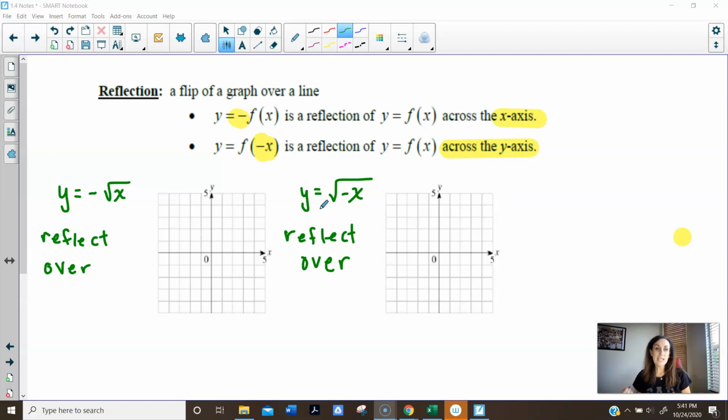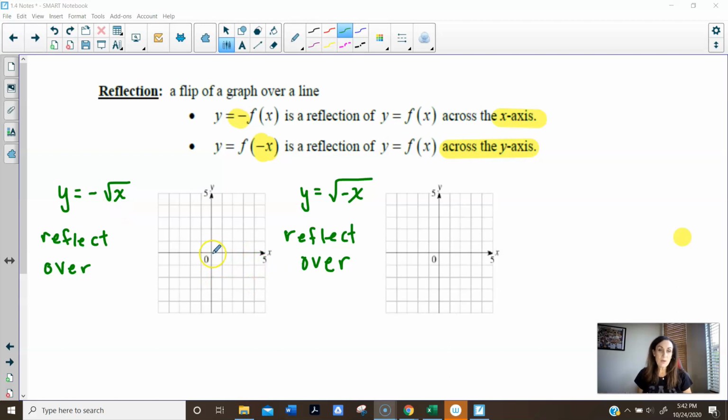So reflection is a flip of the graph over one of the axes. If there's a negative out in front of the function, we're going to reflect over the x-axis. If there's a negative inside of the function, then we're going to reflect over the y-axis. So this problem didn't have an example, so I just wrote it in. Y equals the opposite of the square root of x.